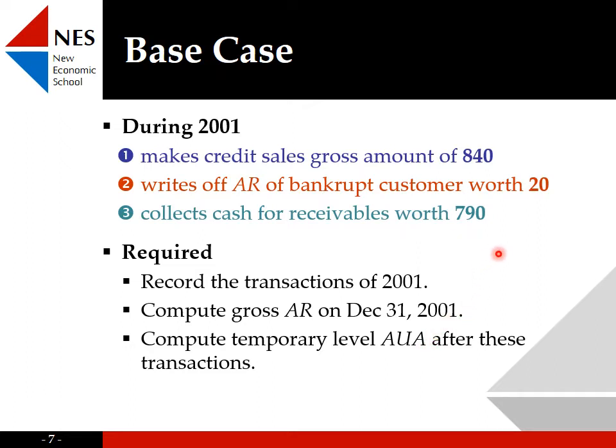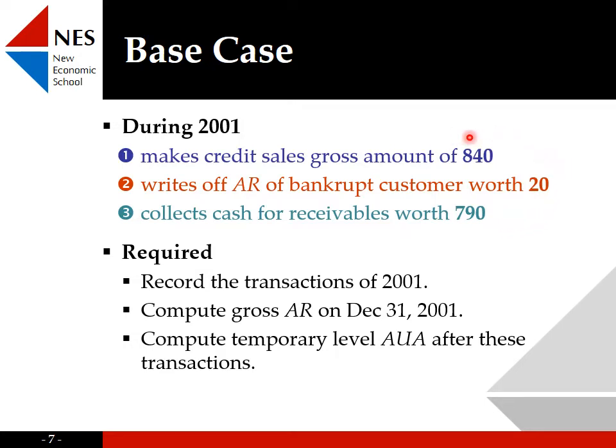First of all, the company creates gross receivables by the first transaction, whereas it reduces gross receivables by the other 2 transactions. As you can see, 840 is larger than 790 plus 20, that is to say 810, and therefore we expect an increase in gross receivables as a consequence of these transactions.